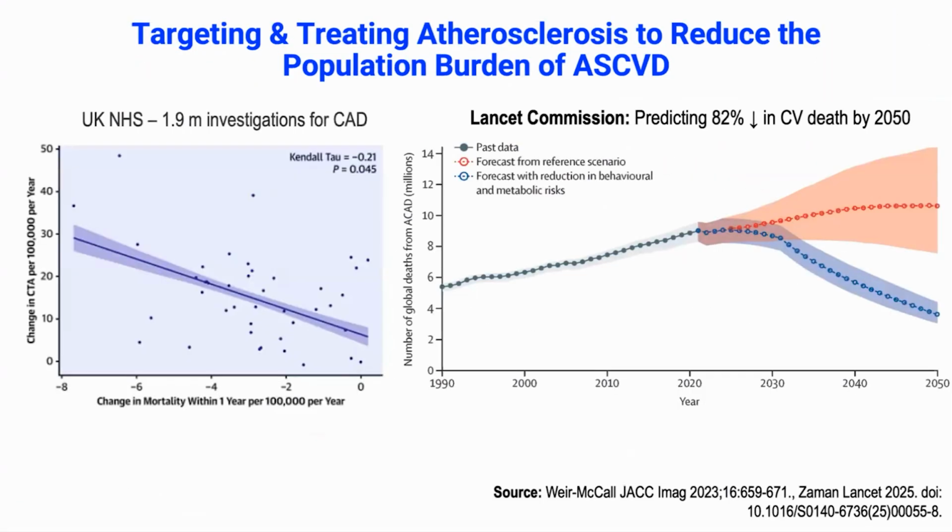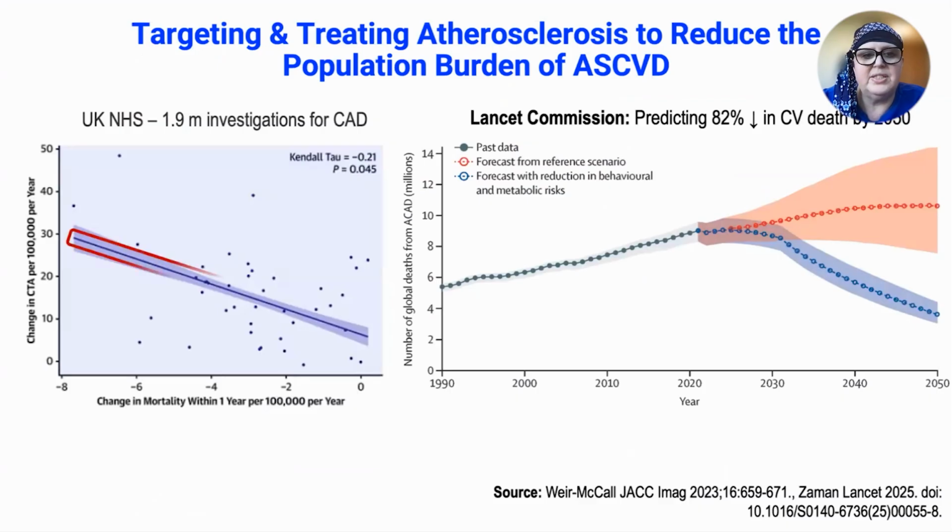And why is this meaningful? When we do look at studies such as this UK study, what we see is that with CT-directed therapy, you're going to see a decrease in mortality. But when you look at past data and what our reactionary therapy is doing, you see a progressive rise in the mortality. But when you look at behavioral and metabolic risk and how we change that, you could see a potential decrease in mortality by this Lancet Commission, where we're really predicting an 82% decrease by 2050.